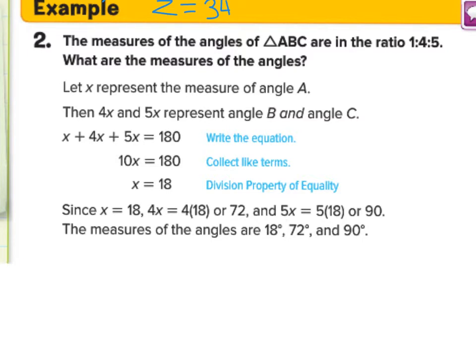So now that we know that x is 18, we know that our first angle is 18, and then this one is 4 times 18, which is 72, and this one's 5 times 18, which is 90. And the sum of all three angles, 90 plus 72 plus 18, gives us our 180.